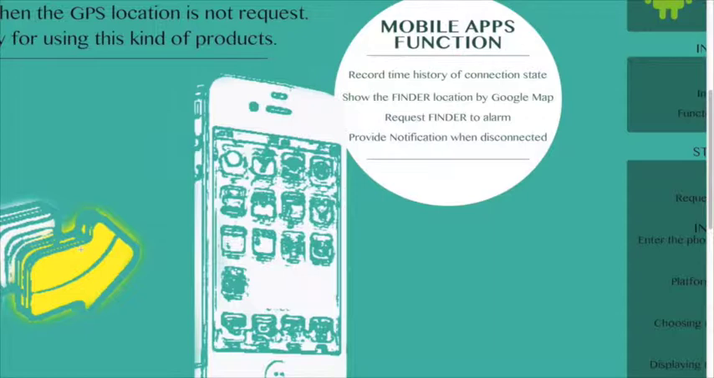Second, the mobile apps can show the finder's GPS location on Google Map, so that the user can view the location graphically. The third is that the mobile apps can request the finder to alarm. And the fourth is that the mobile application will generate a notification when it is disconnected from the finder. In this semester, we have finished our hardware component development, and we will have a demo video for our hardware.